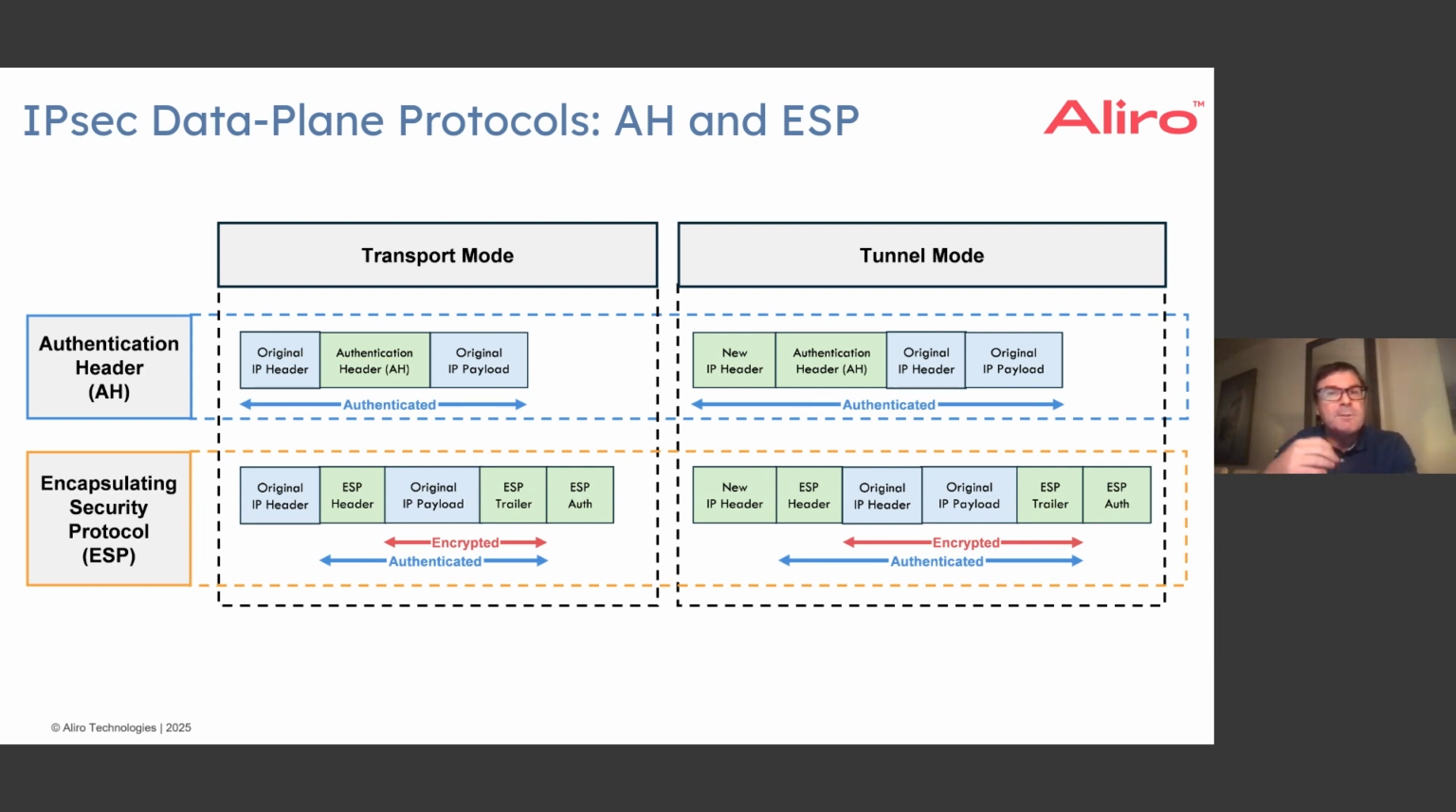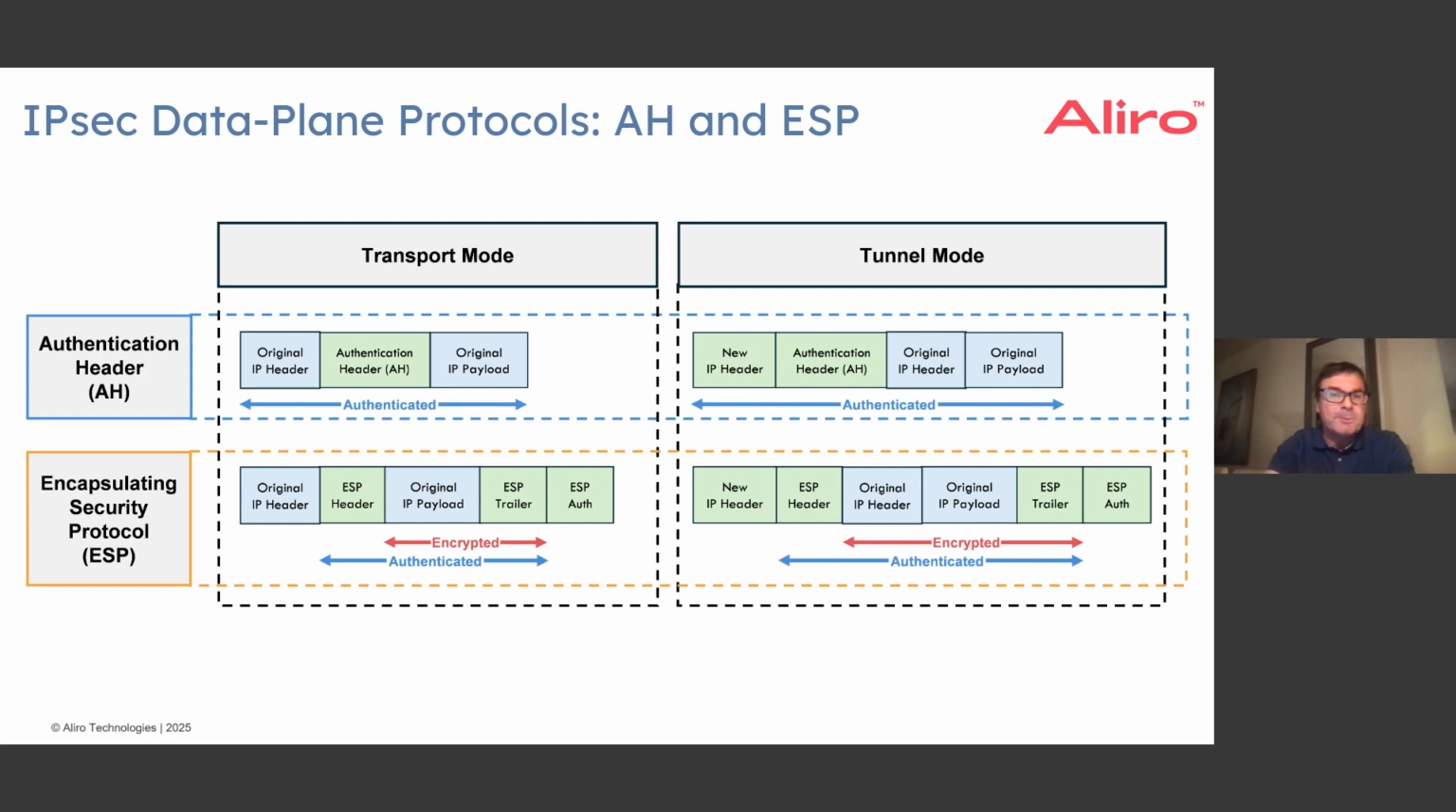Authentication headers only does authentication and integrity protection, but not encryption. Encapsulating security payload also does encryption. And then independently of that, there's also the concept of transport mode versus tunnel mode. Transport mode keeps the original IP packet header, but tunnel mode encapsulates the original IP packet by adding an additional IP header on top of it.